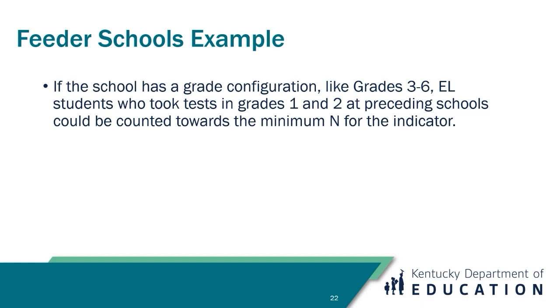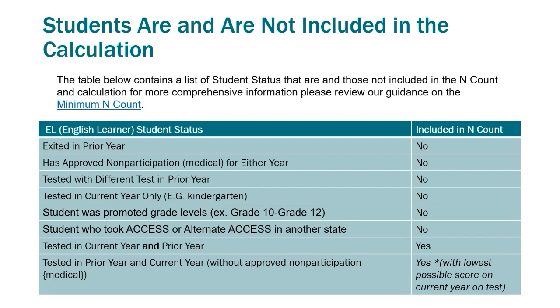Now that we've discussed feeder schools and grade structures, let's move on to discussing EL students who are included and not included in the ACCESS and Alternate ACCESS calculation. As we navigate the intricacy of the ACCESS and Alternate ACCESS calculation, it's important to clarify which students are not included in the assessment measure. Each of these exclusions has specific reasons that uphold the integrity and consistency of our data. Let's dive into those specific categories of who are not included.